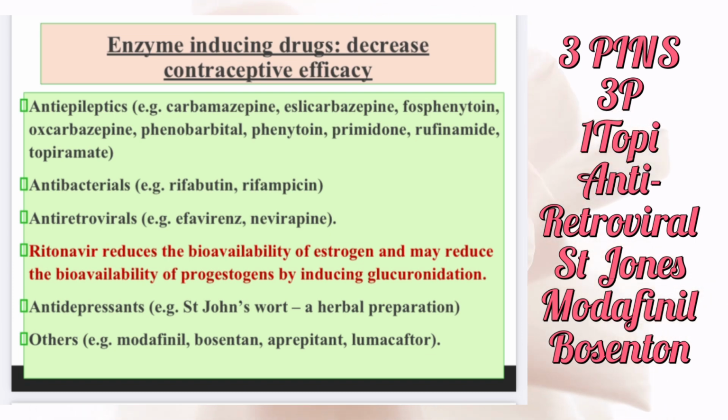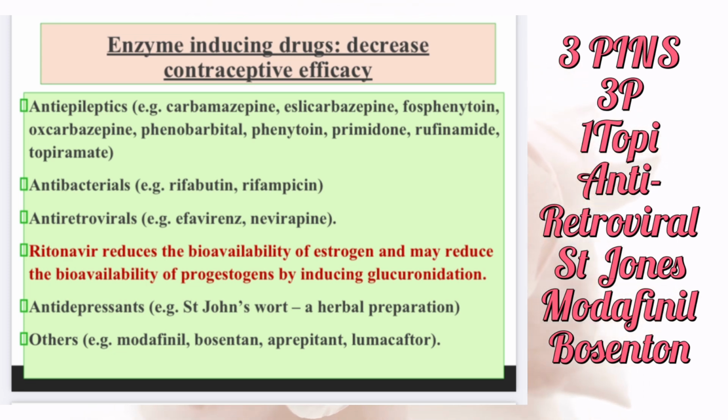Now moving on to discussing what these enzyme inducer drugs are. You can remember it with a simple mnemonic: 3 pins, 3 P's and 1 toppy. These are basically anti-epileptic drugs. Pins are carbamazepine, eslicarbazepine, oxcarbazepine. 3 P's are phenobarbital, phenytoin, primidone. Then 1 toppy is topiramate.